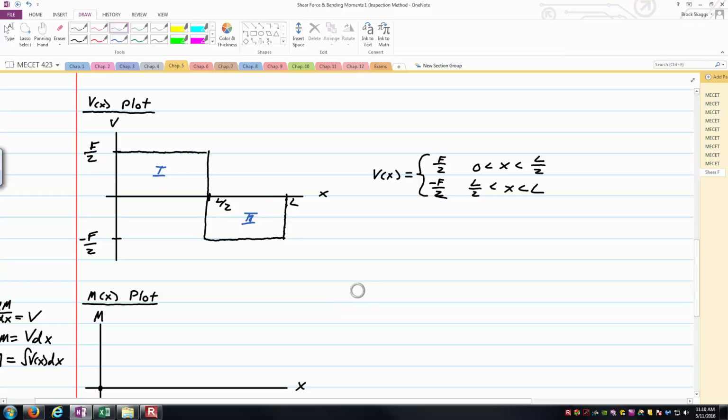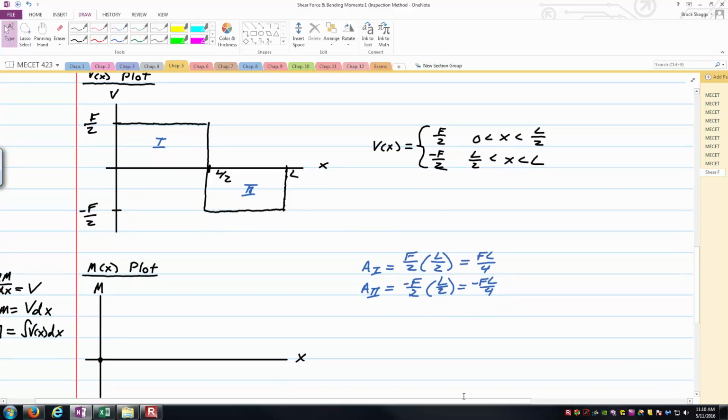And so one way you can start attacking these problems is to say, well, area 1 is equal to what? It's a rectangle, so base times height, so F over 2 times L over 2, which is FL over 4. And then we've got the opposite rectangle, so we've got negative F over 2 here. Sign is going to be important for us, times L over 2. So negative FL over 4. And so this is the amount the bending moment is going to change.